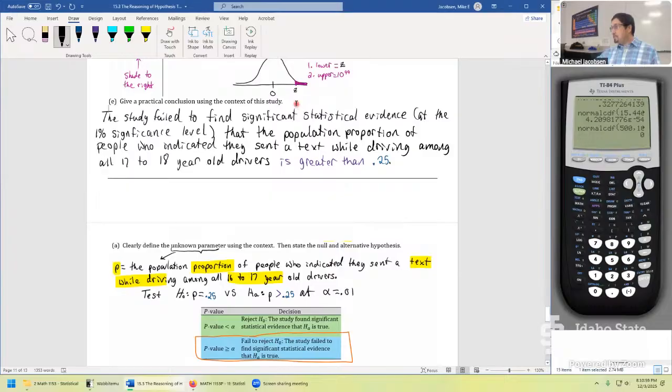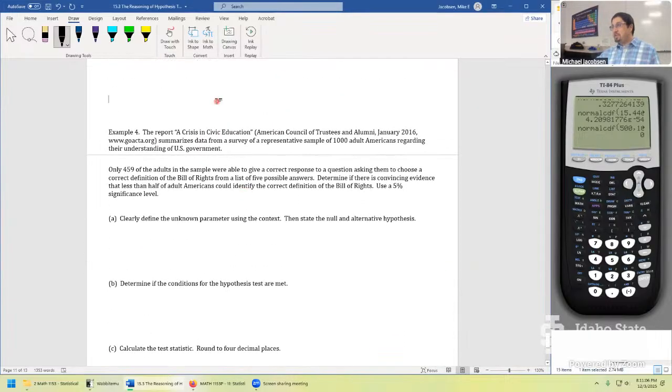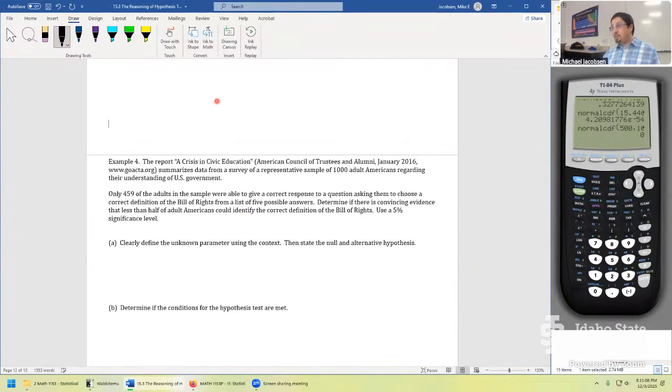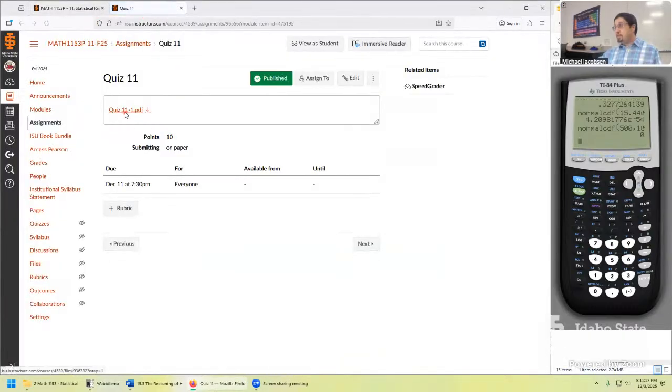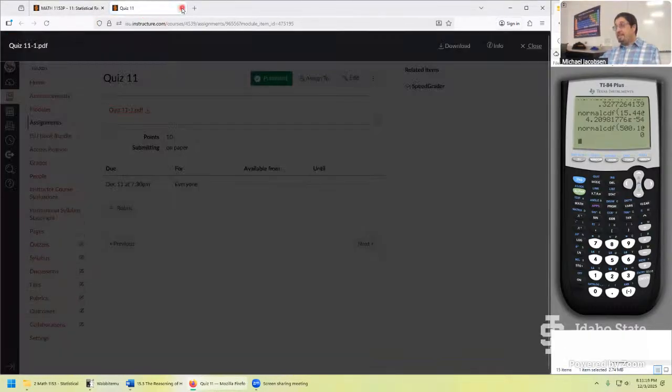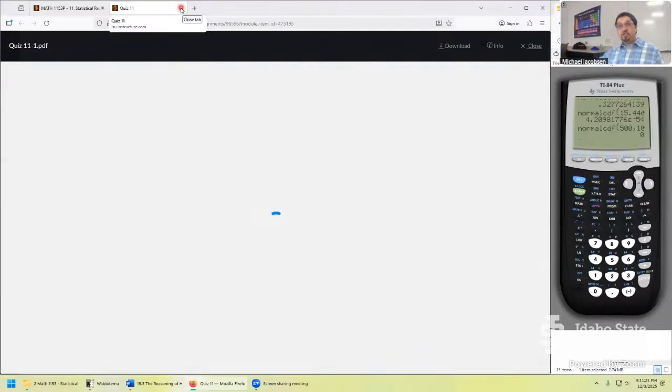Okay, a great way to practice this, to really learn it and get prepared for it, is to do it again. So here's our next run at it, a whole new example. This is our last quiz for the entire semester, quiz number 11. Quiz number 11 is us doing it again. And then there are several problems to practice as well in MyLab Statistics.